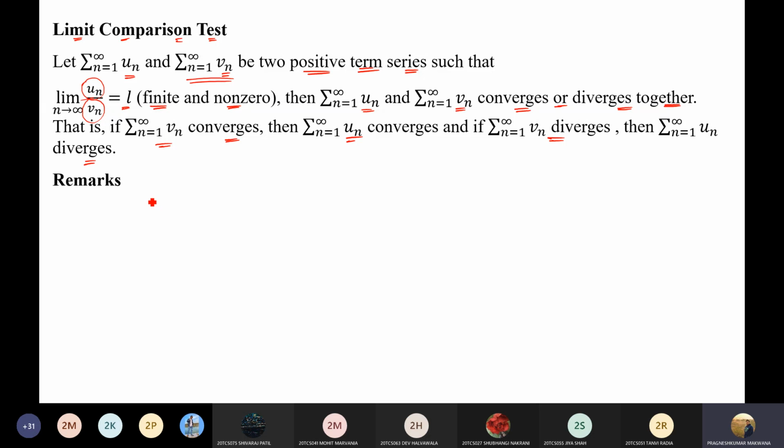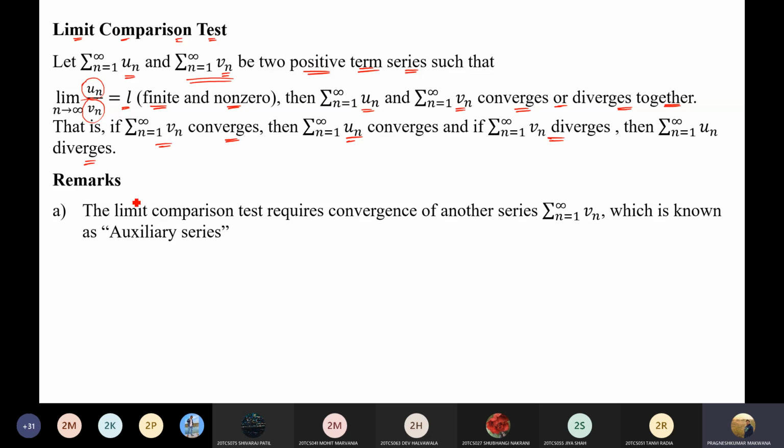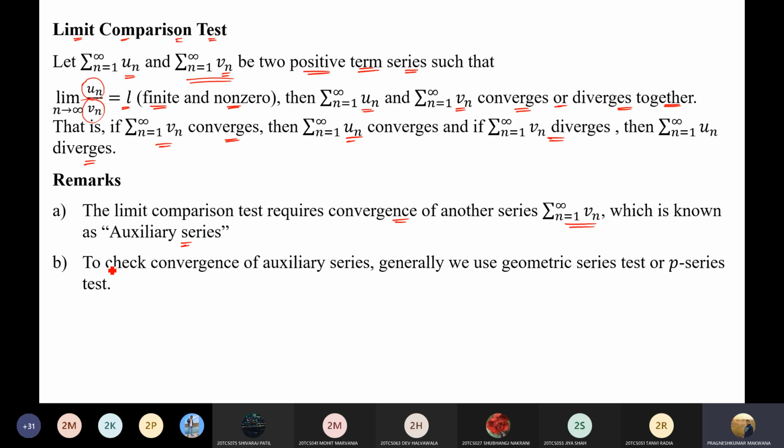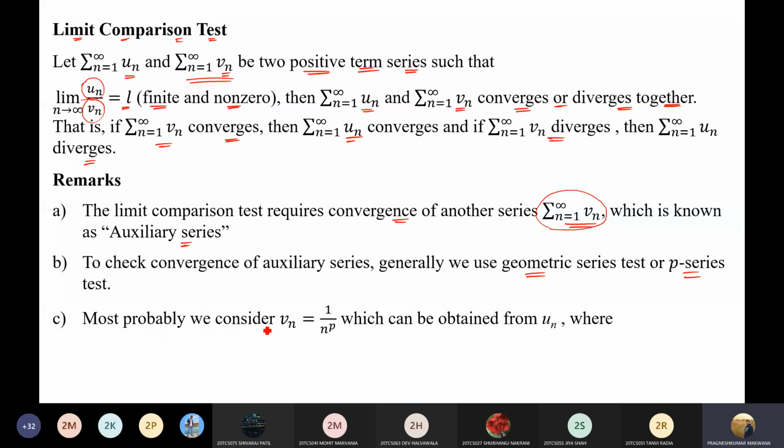So let us see some remarks. Notes: the limit comparison test requires the convergence of another series, this series Vn, and this series is known as the auxiliary series. Some books use this concept, the auxiliary series. Now to check the convergence of the auxiliary series, generally we use the geometric series test and the P series test. So how can you choose the Vn? Most probably we consider Vn equal to 1 upon n raised to P.